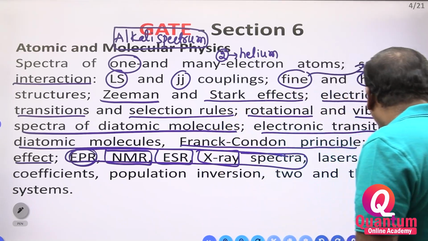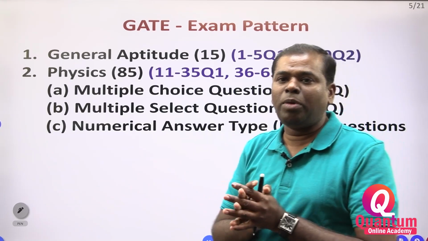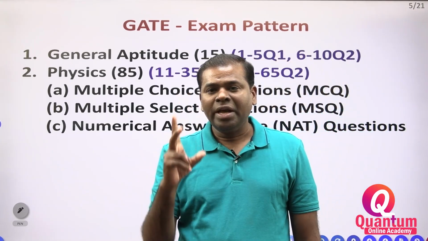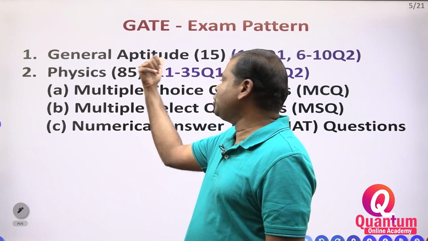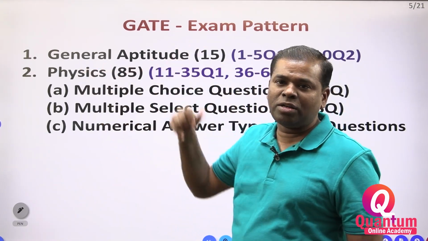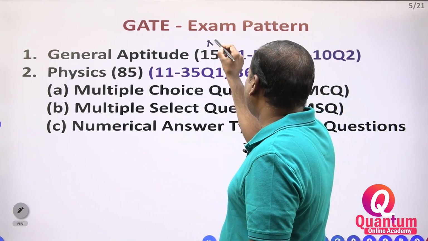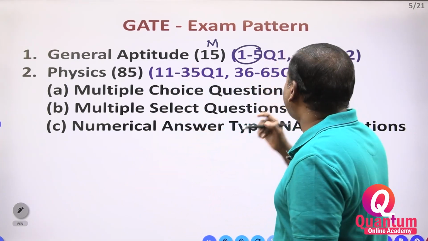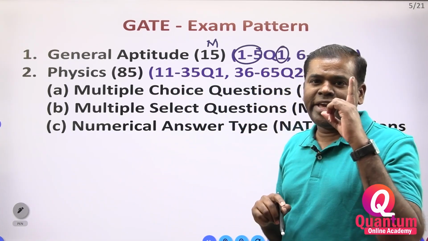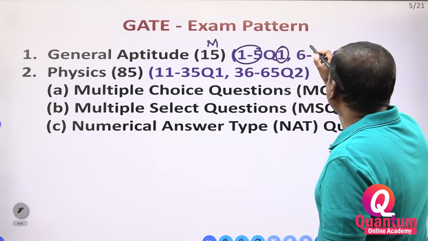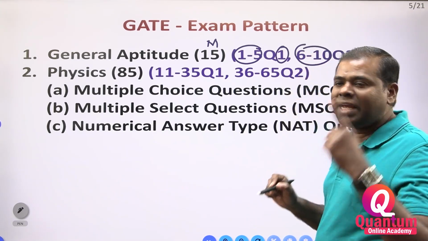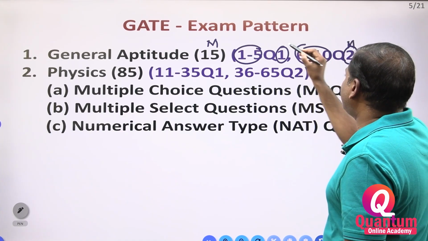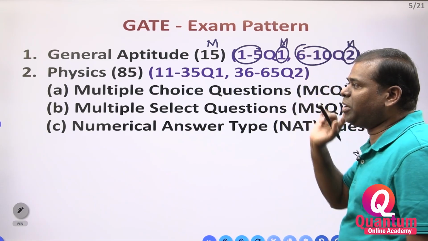Very, very important. How is the exam pattern in atomic molecular physics for the GATE examination? Here 2 sections are there. In section A, that is general aptitude, you will get a total of 15 marks. Question number 1 to 5, you get only 1 mark each. Question number 6 to 10, you will get 2 marks each.